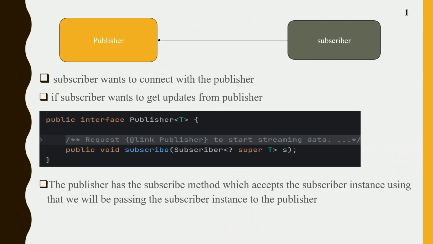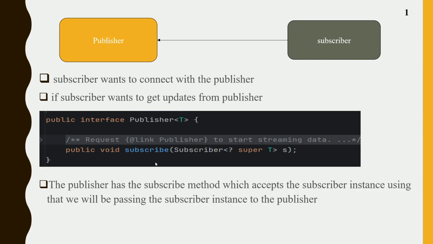Let's say the subscriber wants to get updates from the publisher. The publisher has the subscribe method. See here, we have the publisher interface. In that, we have the subscribe method. This subscribe method accepts the subscriber instance, and using that we will be passing the subscriber instance to the publisher.